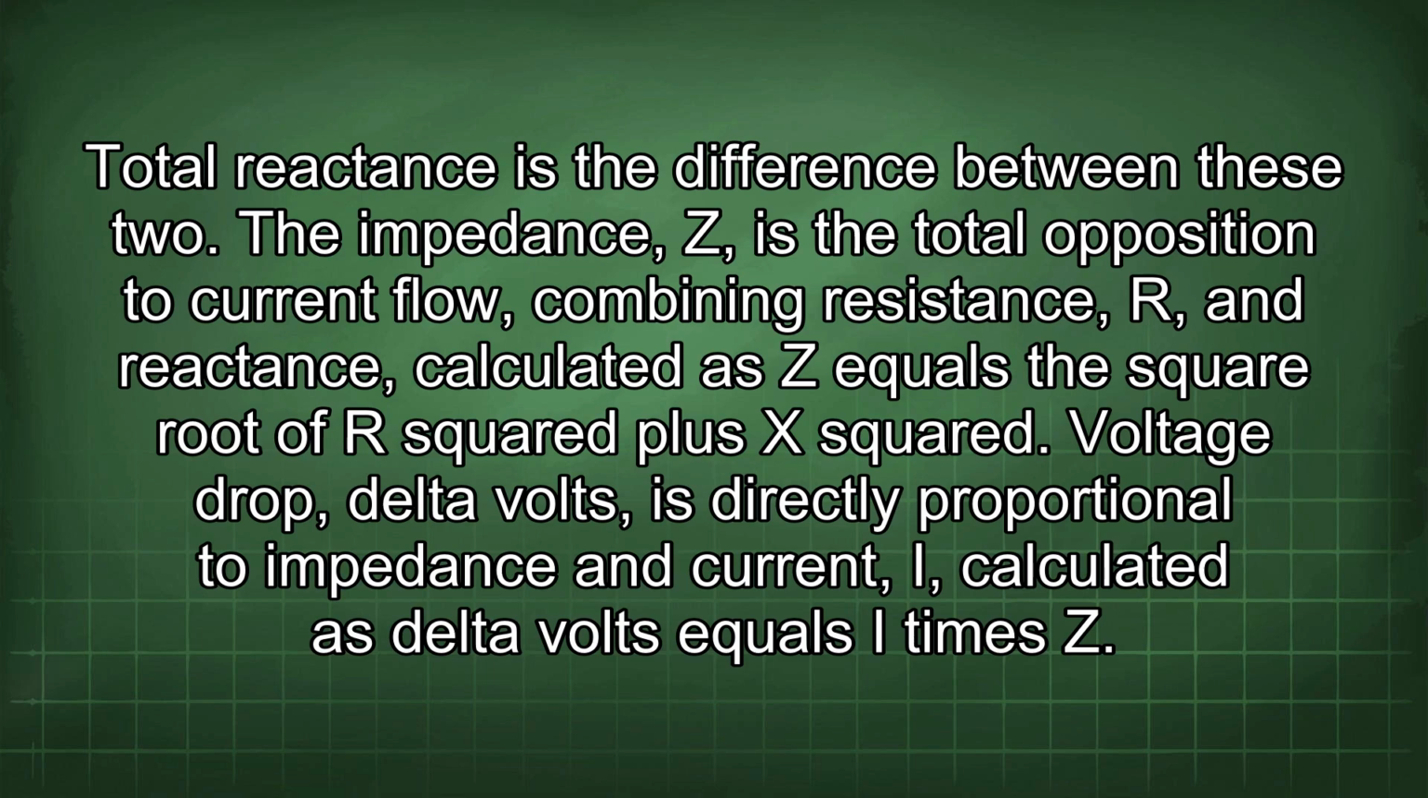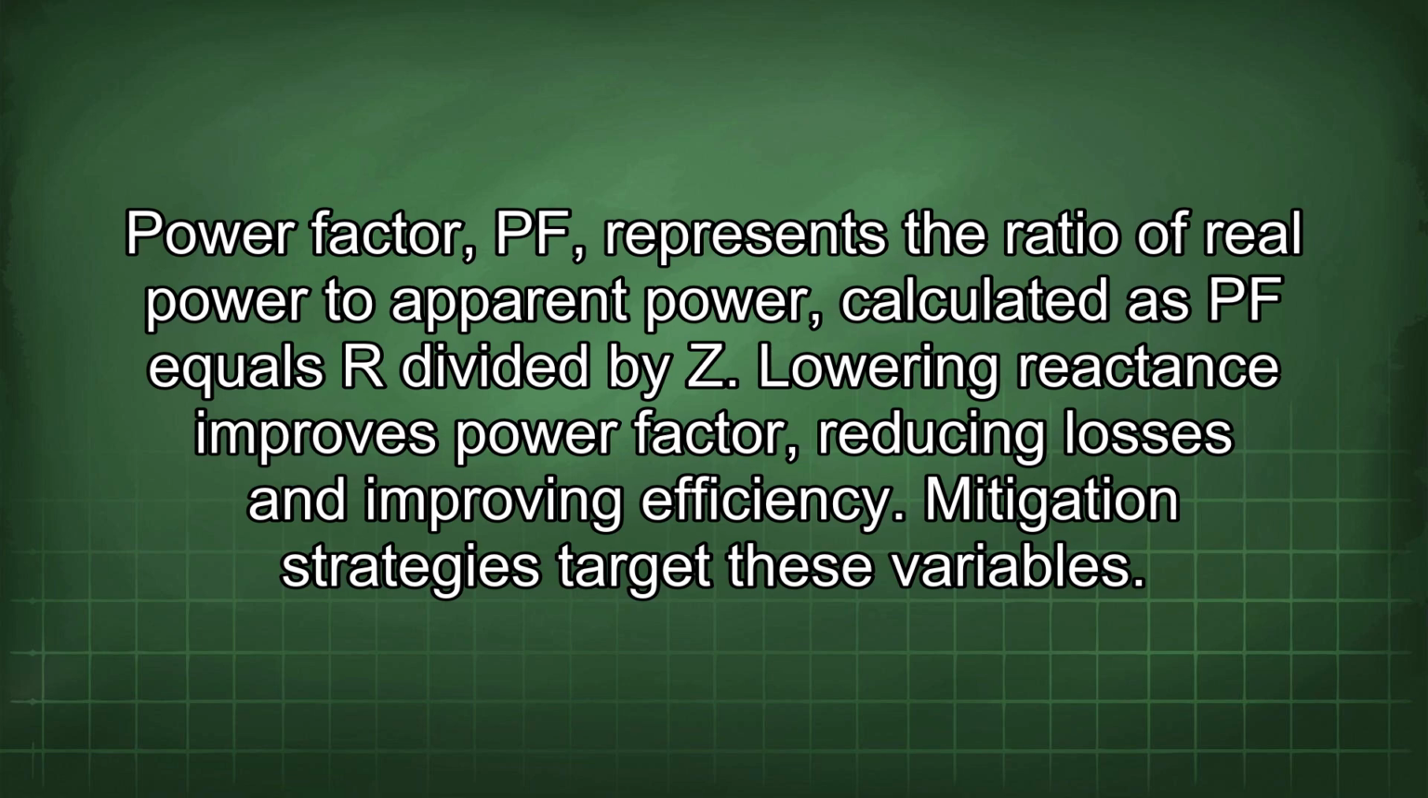The impedance Z is the total opposition to current flow, combining resistance R and reactance, calculated as Z equals the square root of R squared plus X squared. Voltage drop, delta volts, is directly proportional to impedance and current I, calculated as delta volts equals I times Z. Power factor, PF, represents the ratio of real power to apparent power, calculated as PF equals R divided by Z.